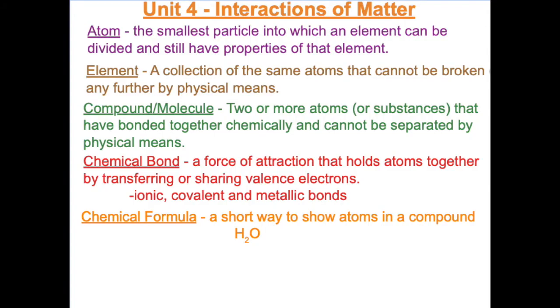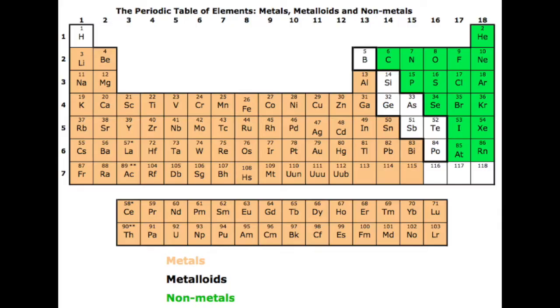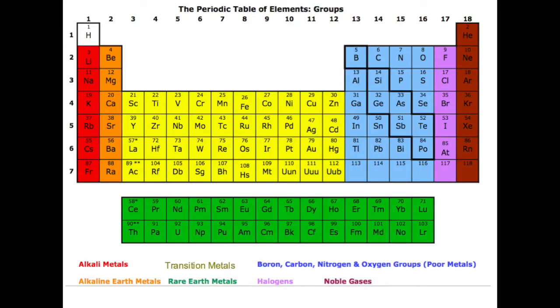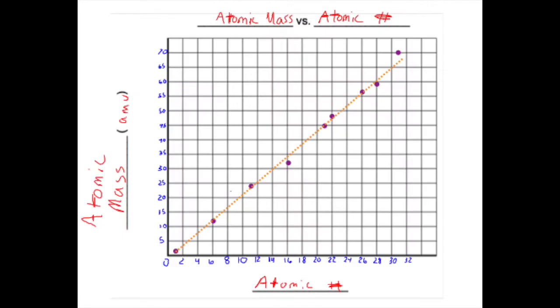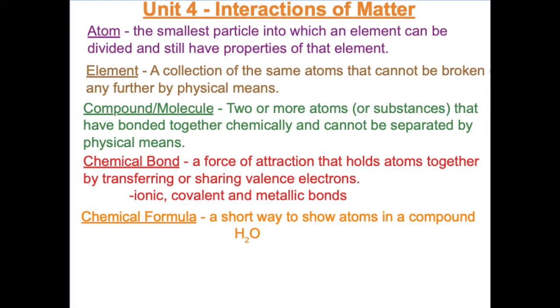So far, we have learned what atoms and elements are, how to diagram atoms, how to group atoms together, and predict their properties based on their location on the periodic table. In this video, we will start to learn how and why atoms form chemical bonds.